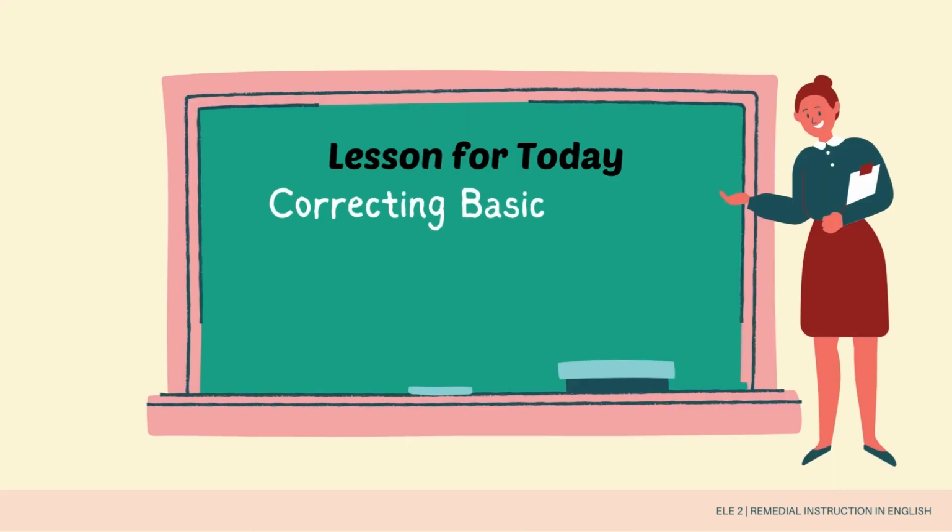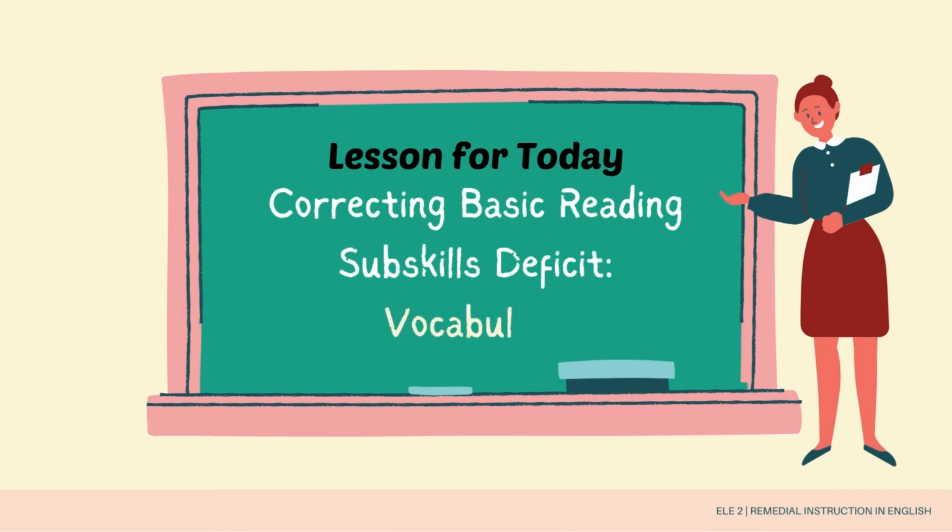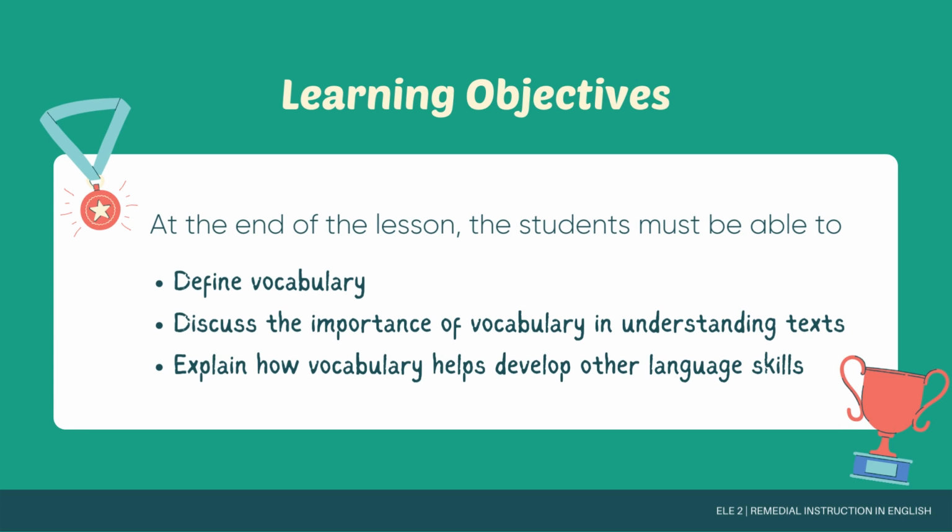And we are going to discuss correcting basic reading subskills deficit, vocabulary. And here are our learning objectives. At the end of the lesson, the students must be able to define vocabulary, discuss the importance of vocabulary in understanding text, and explain how vocabulary develops other language skills.